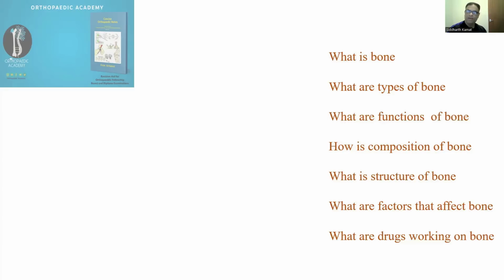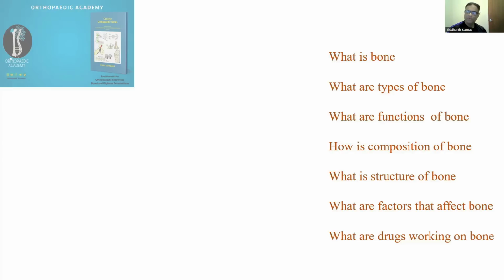Other hormones are calcitonin, which inhibits osteoclast, estrogen, which inhibits osteoclast, and steroids, which inhibit the bone formation by inhibiting the protein synthesis.